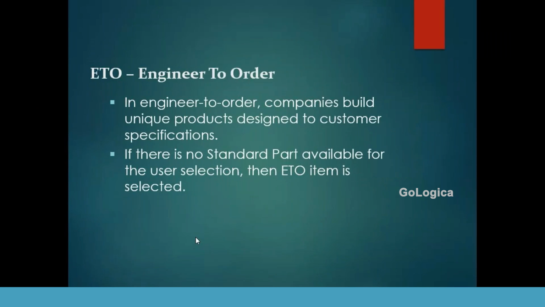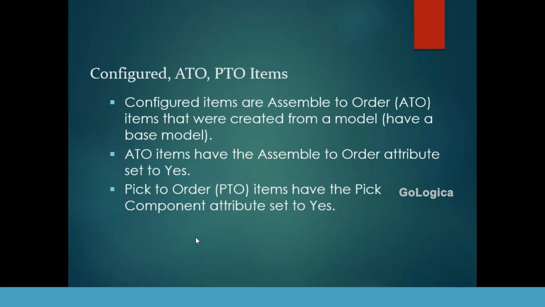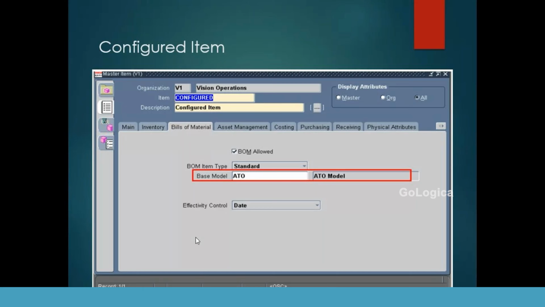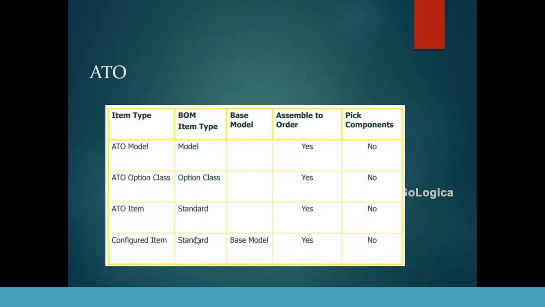If you go back to the other slide, just a little bit. Is the one you just showed me the item types and all? Yes, this is the one. These are the BOM item types. We got model, option class, standard, and planning. Base model is the base model, and configure item looking. This is the key.